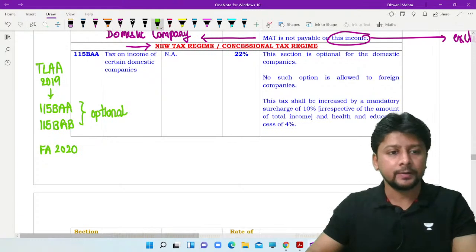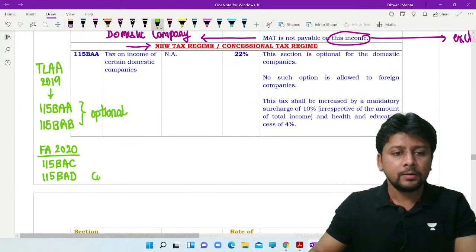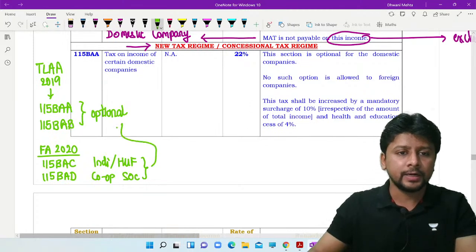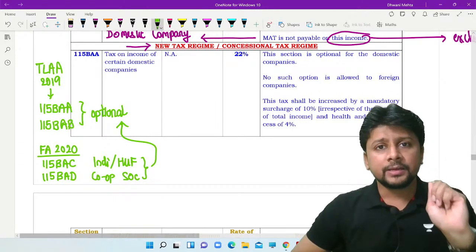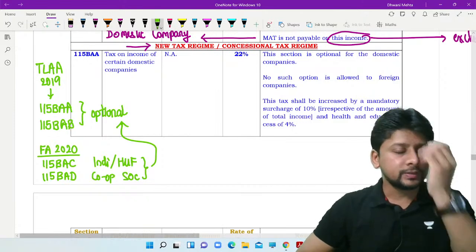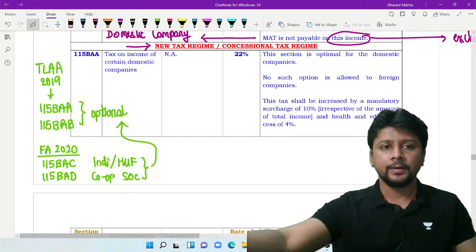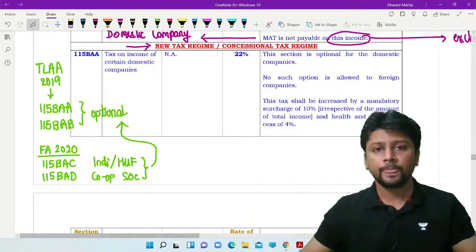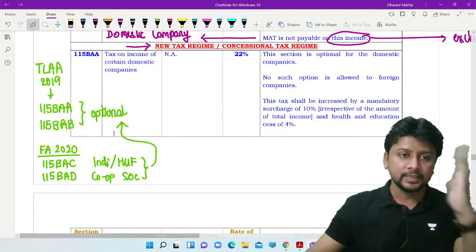Following this, in Finance Act 2020, that is the immediately next budget, two more sections were introduced: 115BAC and 115BAD. BAD was introduced for cooperative societies. BAC was introduced for individuals and HUF. These two sections were also treated as optional. From an examination perspective, if the examiner wants you to apply these sections, he has to specifically mention that you have to solve the sum based on these. If nothing is mentioned, then you have to just follow the normal rates of tax given by the Finance Act.